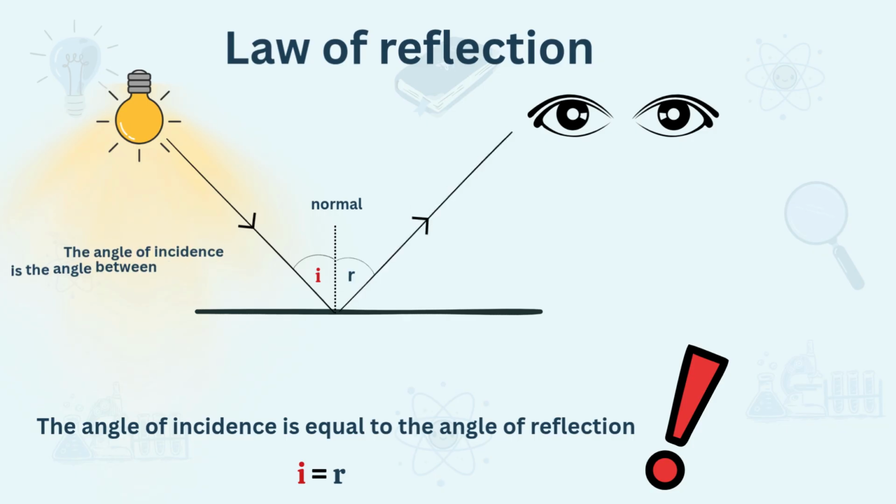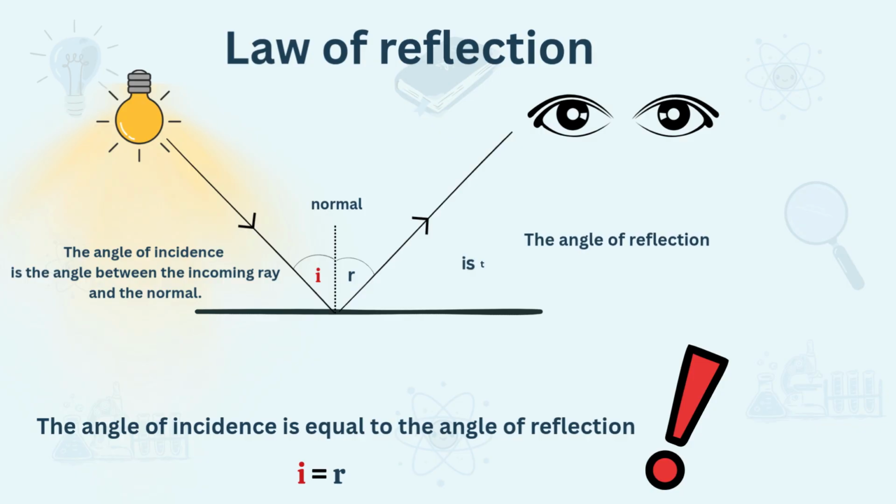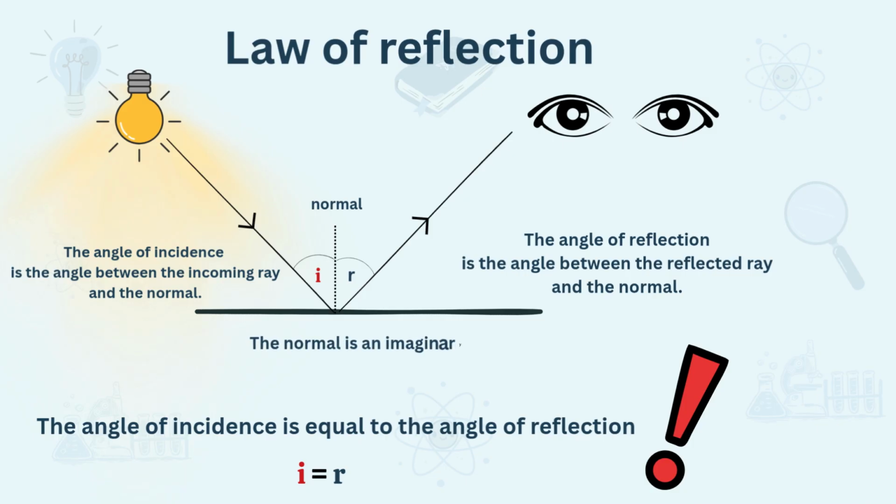The angle of incidence is the angle between the incoming light ray and an imaginary line called the normal. The angle of reflection is the angle between the reflected ray and the normal. The normal is a line drawn at 90 degrees to the surface of the mirror.